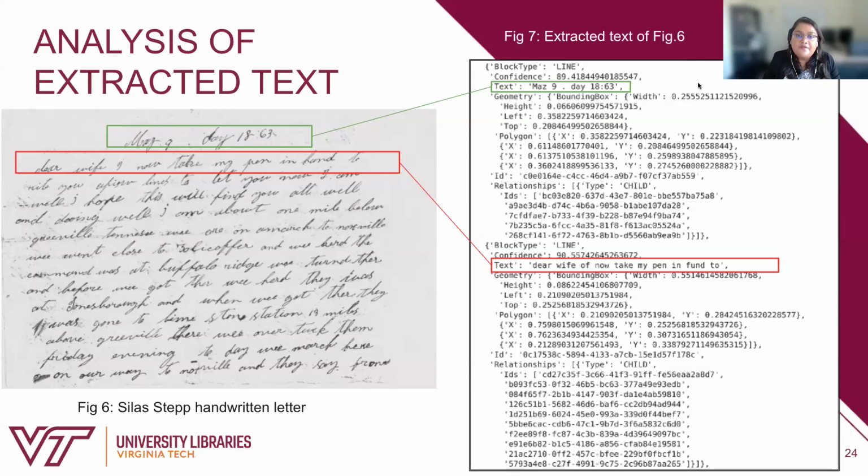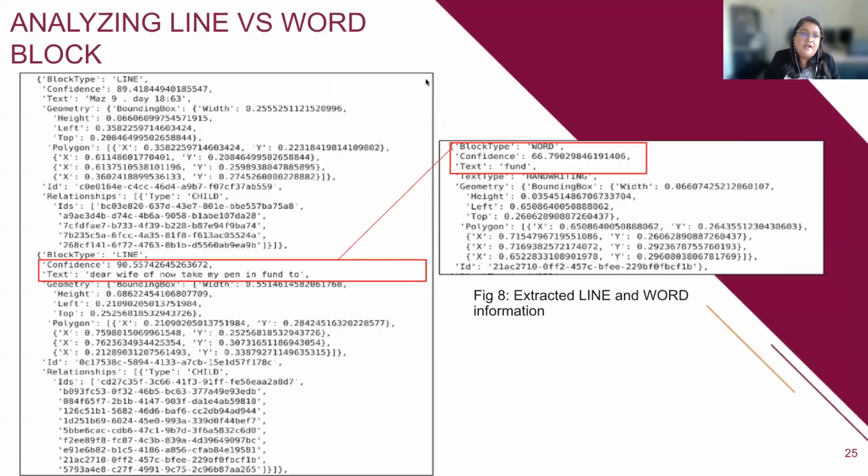As you can see, the confidence of the line text was pretty high, 89% and 90%, but we do clearly see two errors. May was extracted incorrectly with a spelling mistake, as well as in the sentence, "dear wife, I now take my pen in fund to," it should clearly be "hand." There's also a preposition error over here. So it is important to have a look at both the line and the word information.